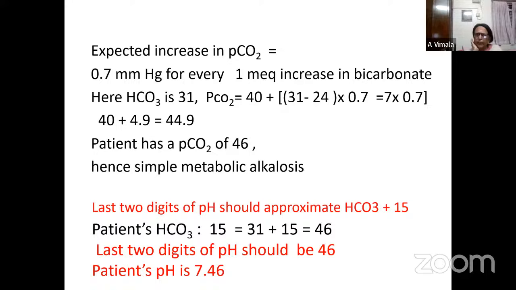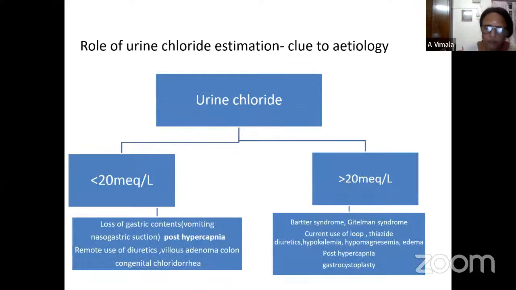Now, what is the expected change in pH we discussed? Easy to remember is you add 15 to bicarbonate. There also you said bicarbonate plus 15, here also you are saying bicarbonate plus 15. The last two digits of the pH should correspond to bicarbonate plus 15 to make it a simple metabolic alkalosis.